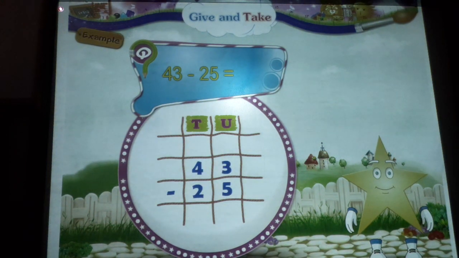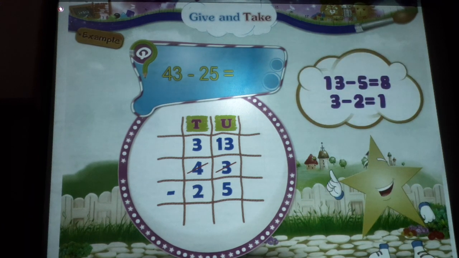What are you looking at, Starry? Yes, here we have to subtract a 2-digit number from a 2-digit number. But the method is the same. Borrow 1 ten from 4 tens. We get 3 tens, 13 units minus 2 tens, 5 units. Will you do the subtraction now, Starry?